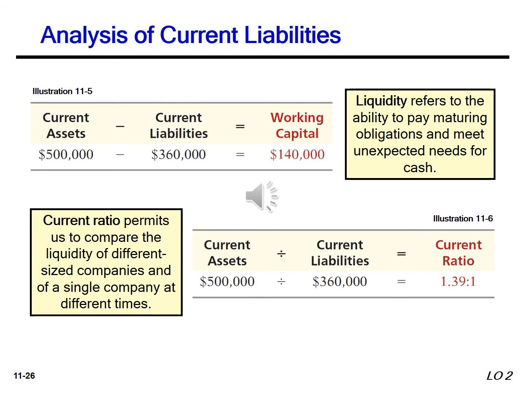Whereas the current ratio basically permits us to compare the liquidity of different sized companies and of a single company at different times. So it kind of ignores the size differences when you're analyzing companies of different sizes. How do we measure it? We basically divide current assets by current liabilities, and it gives us the current ratio of a company.